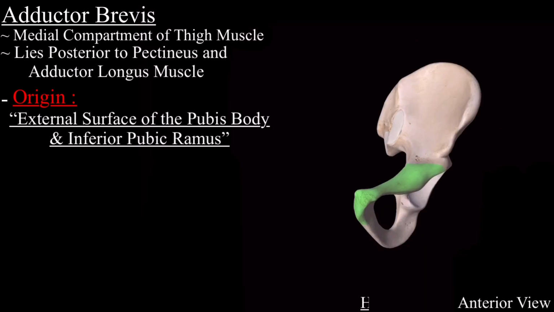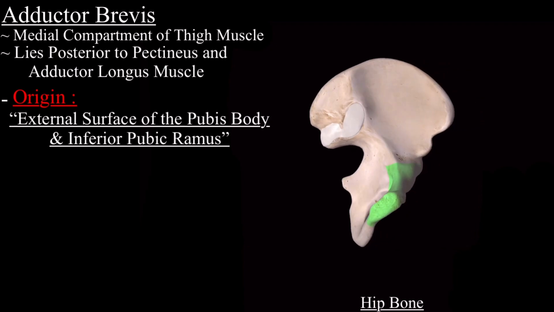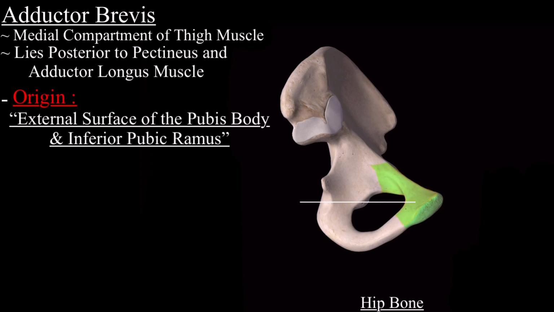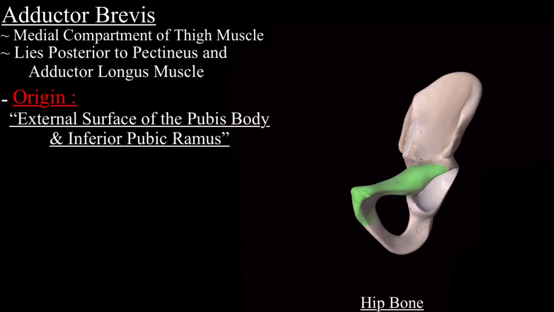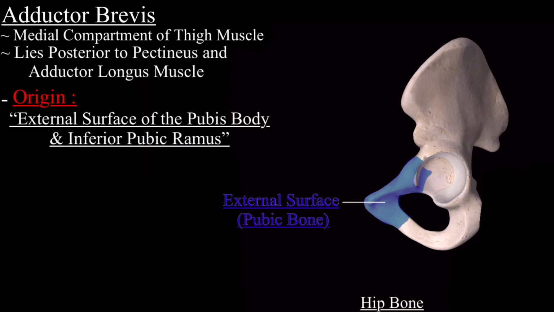This is isolated hip bone with the interior view. The highlighted green is the pubic part. The pubic part has two surfaces: the internal surface and the external surface.